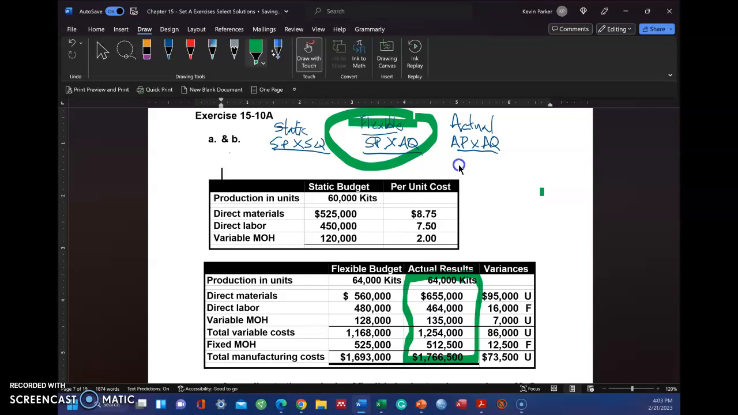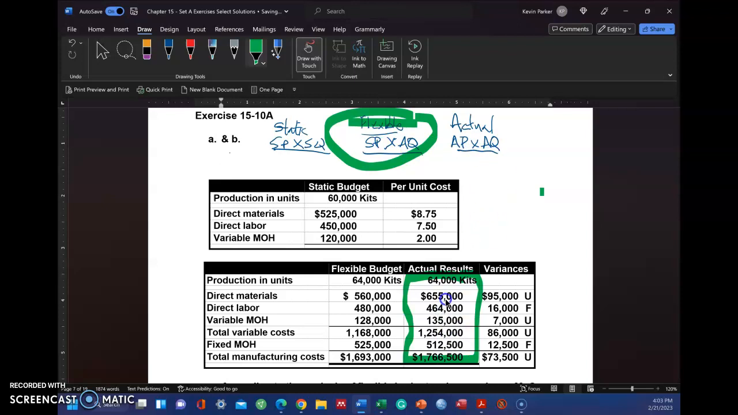Now, that was the A and B part of it. And then B also asked, are they favorable or unfavorable? Again, we're looking at the variance between actual and flexible. This is standard price times actual quantity. So basically, we're looking at the differences in price, standard and actual, times actual quantity. So keep that in mind.